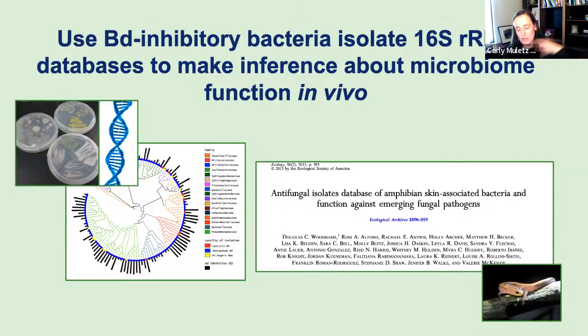So that's one avenue we can try to understand what the metabolites are. The other thing we can do with these culturable bacteria is use their sequences to make inference about the microbiome in vivo in wild animals. We've isolated these bacteria from the skin of a salamander and sequenced their DNA. I can also use this incredible database of people who have sequenced these anti-BD bacteria from across the globe. So we can take those sequences and match them to the sequences in the microbiome data and try to make inference about what's actually happening on the salamander skin.